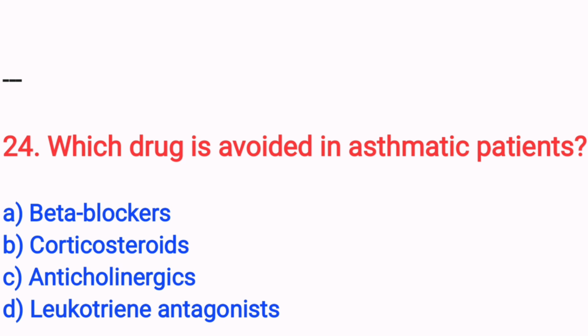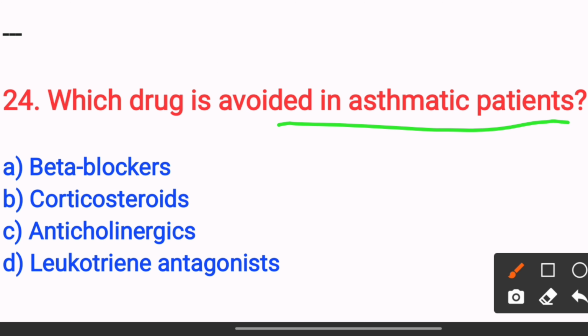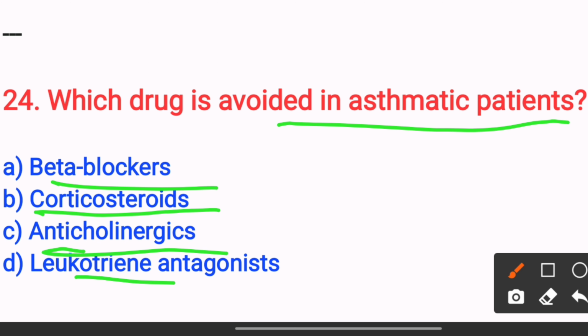Next, which drug is avoided in asthmatic patients? Option A, beta blockers. Option B, corticosteroids. Option C, anticholinergics. Option D, leukotriene antagonists. The answer is option A, beta blockers.